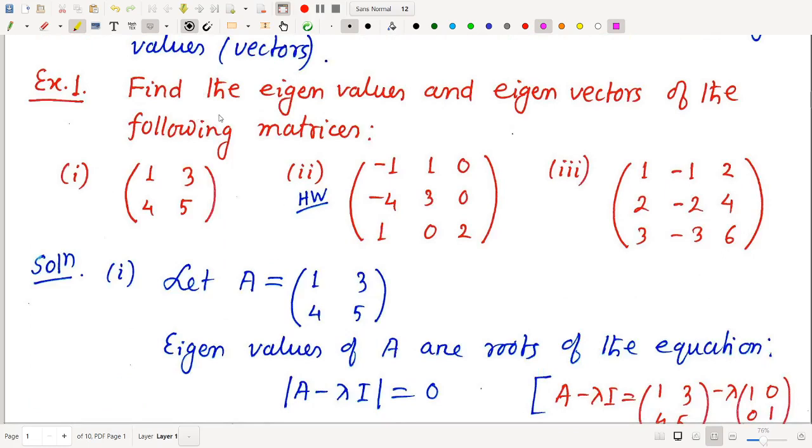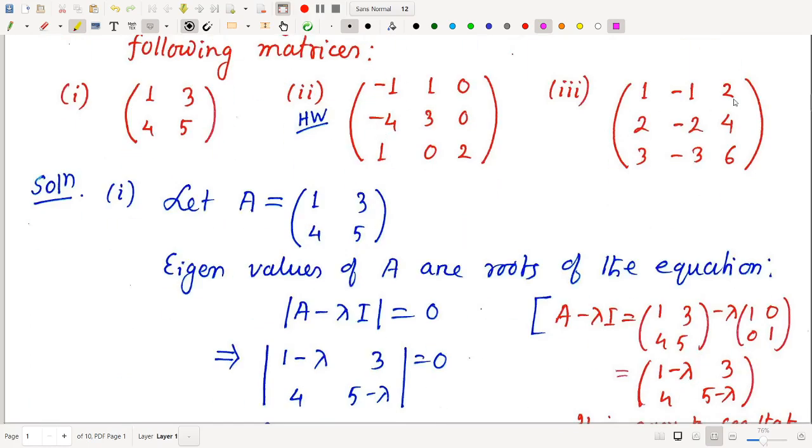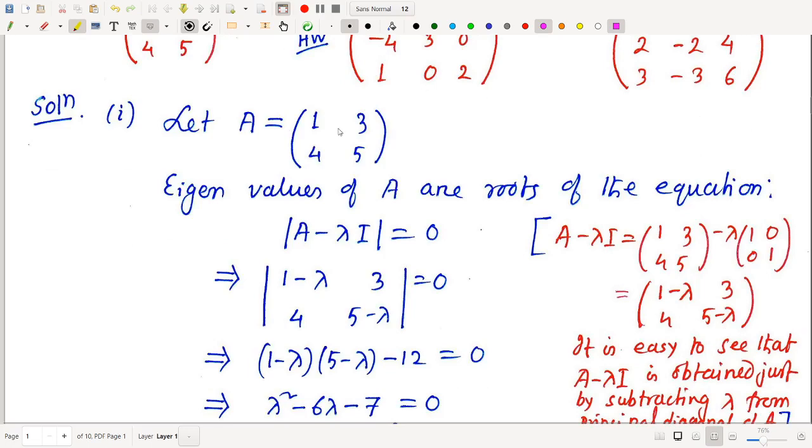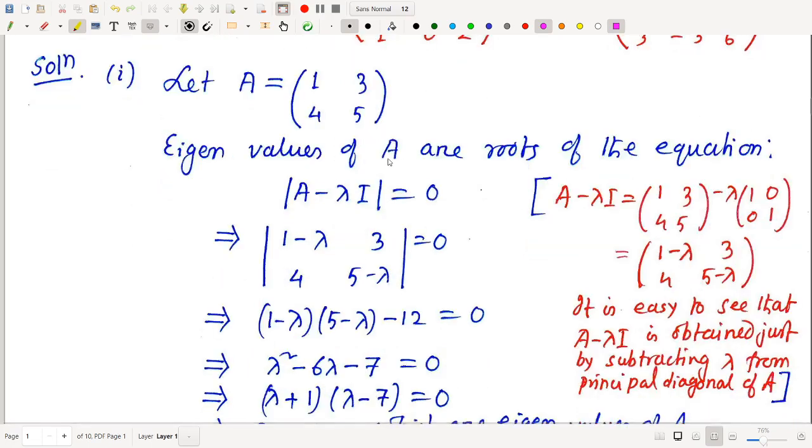Example number one. Let us see some examples. Find the eigenvalues and eigenvectors of the following matrices. Three matrices are given, 2 by 2 and 3 by 3. The second one is homework. Let us do the first one and the third one. So the first one is: let capital A be the given matrix, 1, 3, 4, 5.